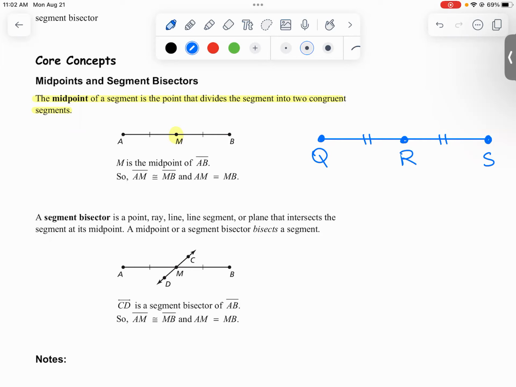Braden, explain to me what those little weird marks mean. What's the same length? What's congruent up there? QR is congruent to RS, is what Braden says. That's what that means. And since those two congruent segments share R, what does that mean about R? R is the midpoint.